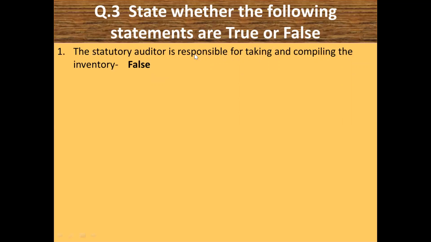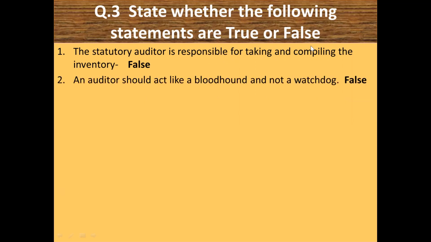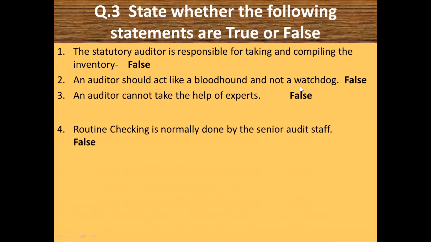The first question is: the statutory auditor is responsible for taking and compiling the inventory. It is not so, so the statement is false. The second one is: an auditor should act like a bloodhound, not a watchdog. This is false. The auditor should act like a watchdog, not a bloodhound. Next, an auditor cannot take the help of an expert. It is a false statement because an auditor can take the help of an expert.